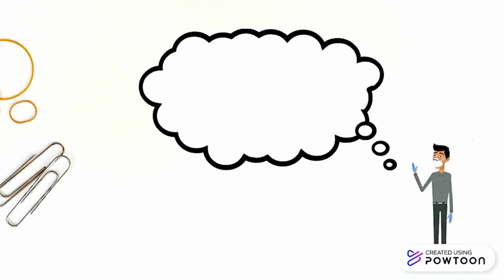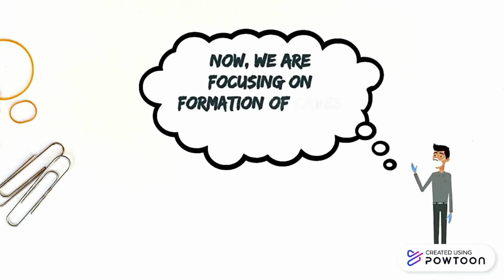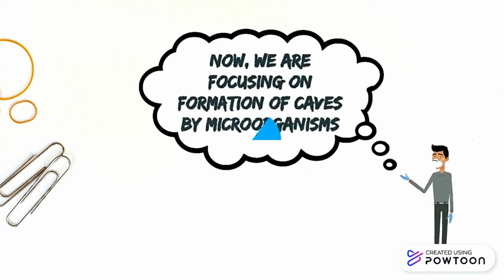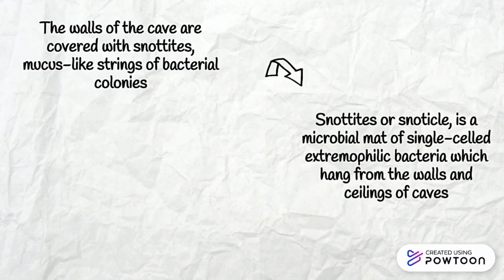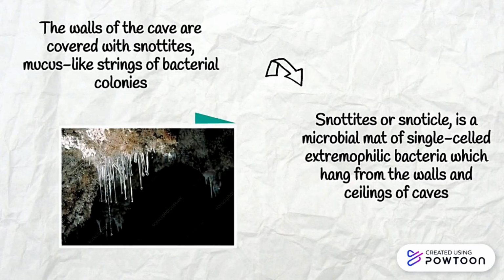Now, we are focusing on the formation of caves by microorganisms. The walls of the cave are covered with snottites, mucus-like strings of bacteria colonies. These snottites, or snoticles, are a microbial mat of single-cell extremophilic bacteria which hang from the walls and the ceiling of the cave, as we can see in the picture.